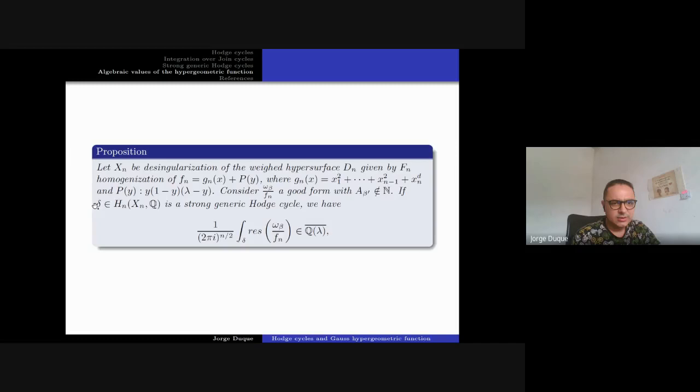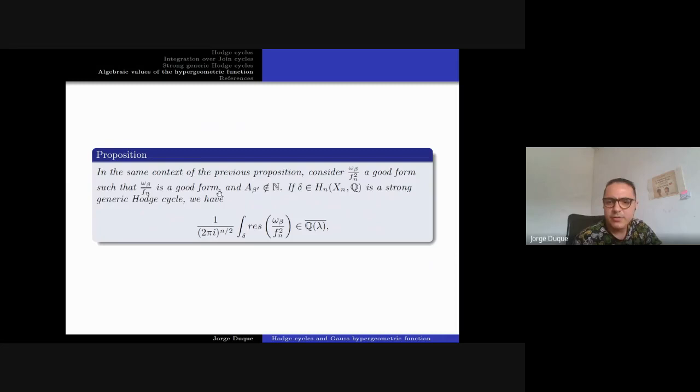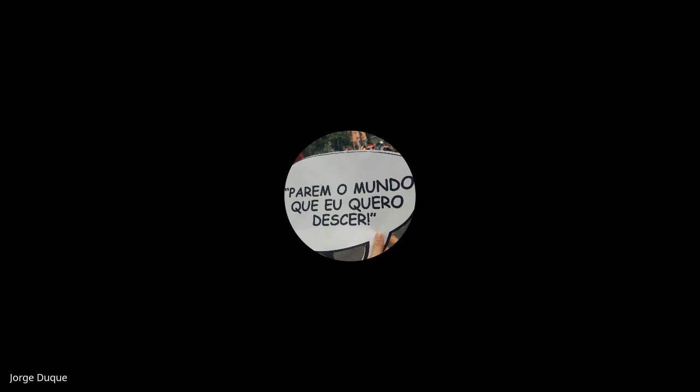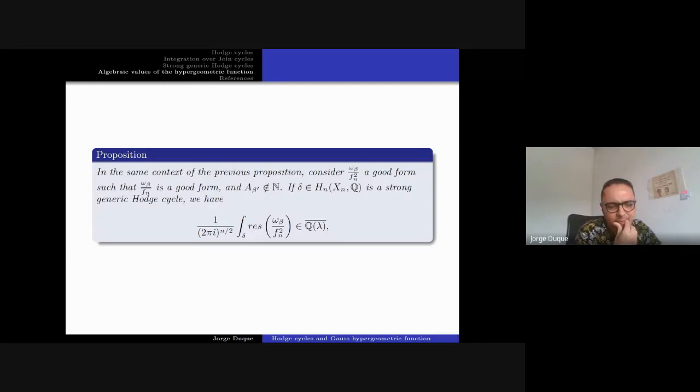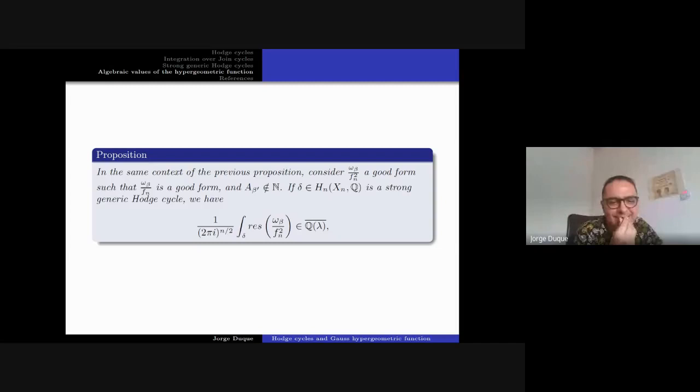The next proposition is this: in the same context of the previous proposition, consider a good form. Sorry. I say again, consider a form with pole of order 2 such that the form with pole of order 1 is a good form. So when we integrate it over a strong generic Hodge cycle, it is algebraic.